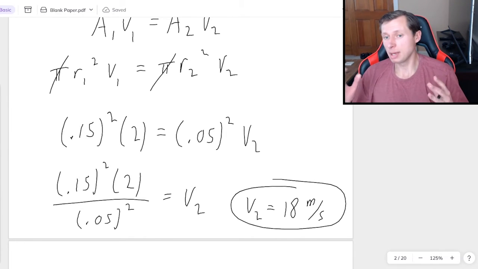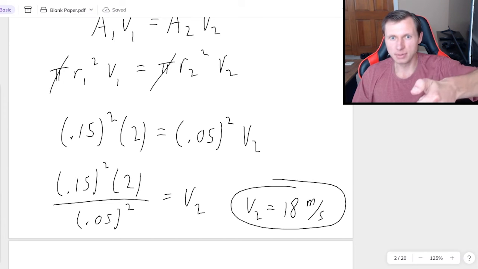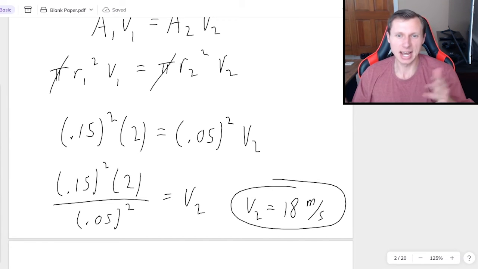And by the way, maybe a real-world application that you can actually picture is when you have a garden hose, right? And you cover part of the garden hose with your thumb, doesn't it make the water spray out like crazy at a crazy high speed? That's exactly what's going on. It's the continuity flow equation in action.